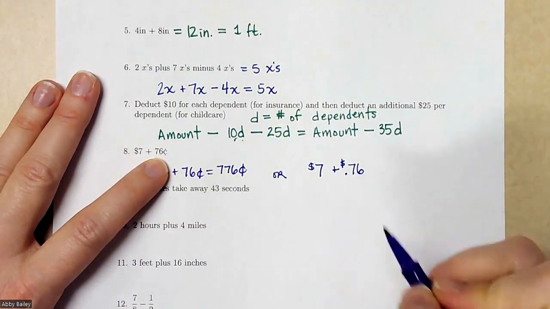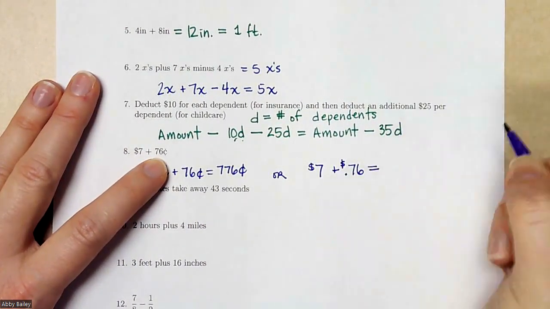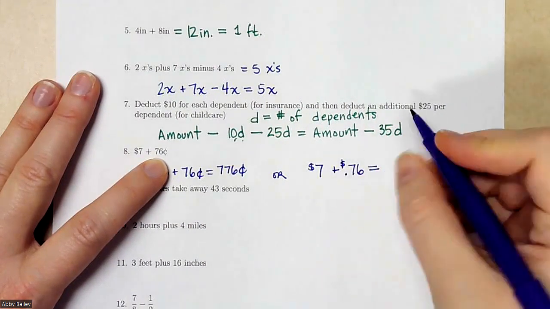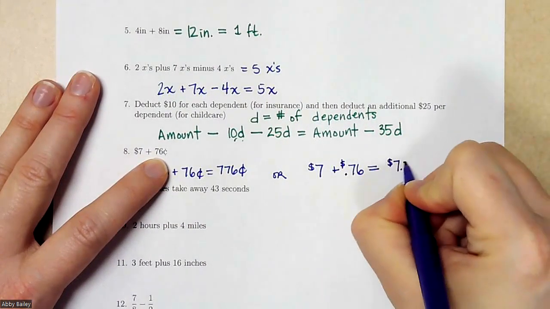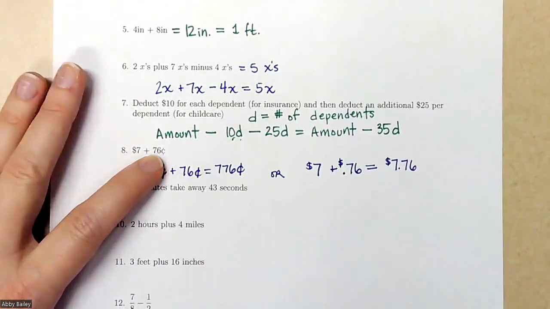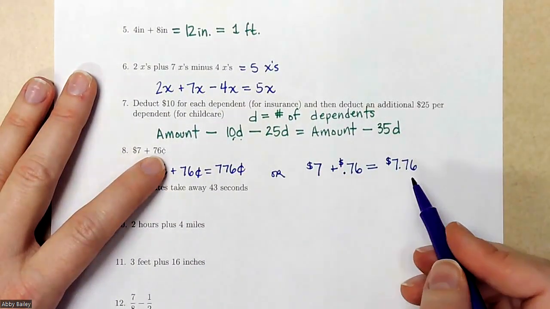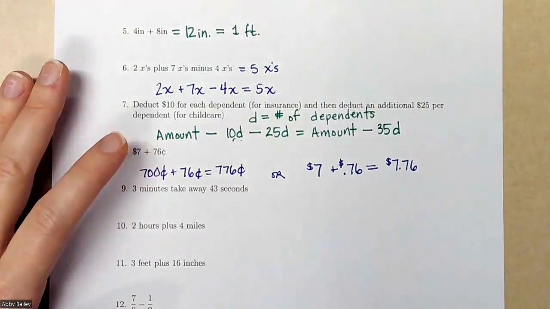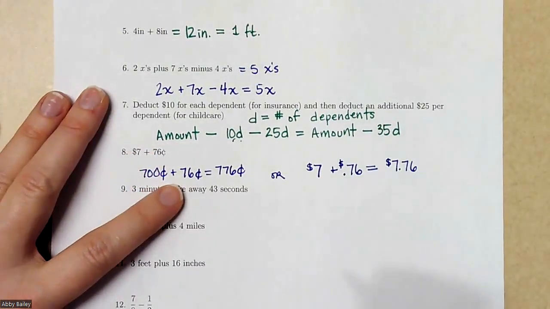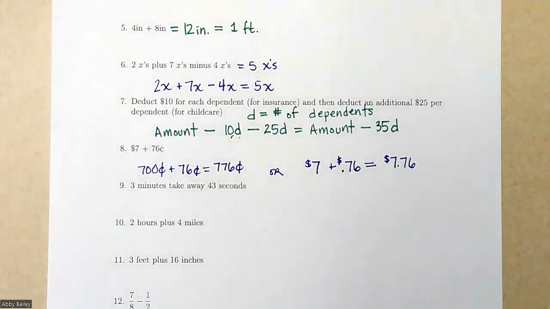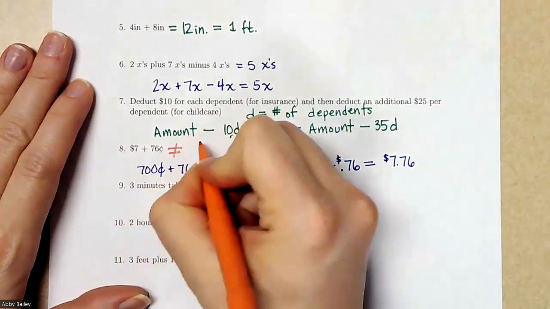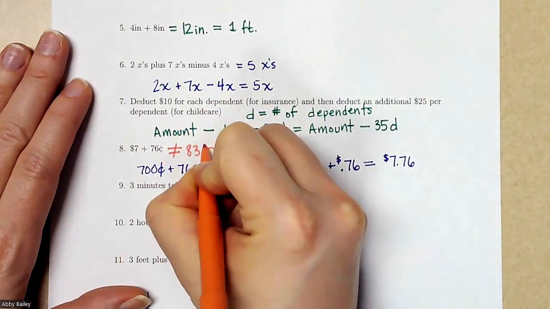And so this is tenths, hundredths place. Now we have dollars plus dollars. So we have $7.76. What I want to warn you of is this: don't get into the booby trap of thinking this equals 83.